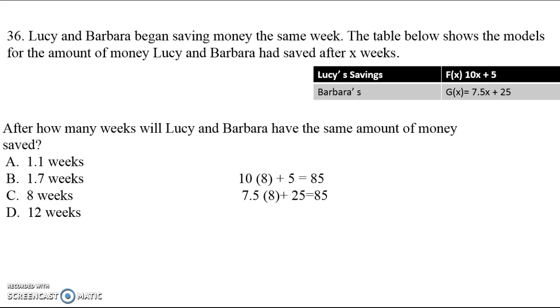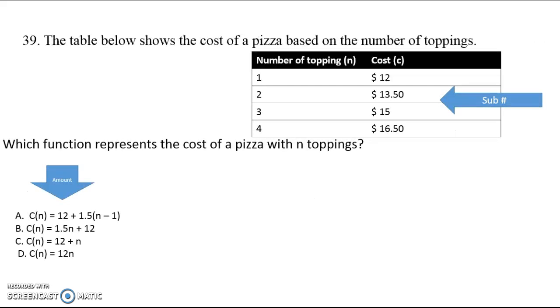And the reason I got that was because all I needed to know is, if they both had the same amount of weeks, which is what it's asking for, all I had to do was plug in the numbers. 10 times parentheses 8 plus 5 equals 85, and 7.5 times parentheses 8 plus 25 equals 85. Okay, so our next question.